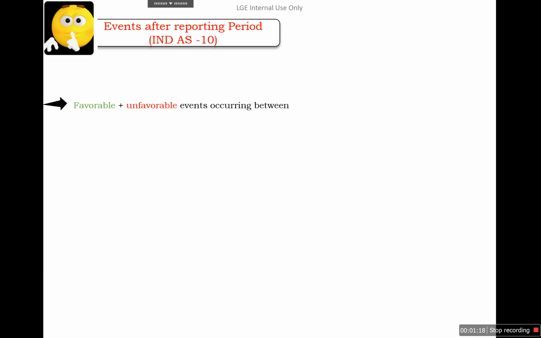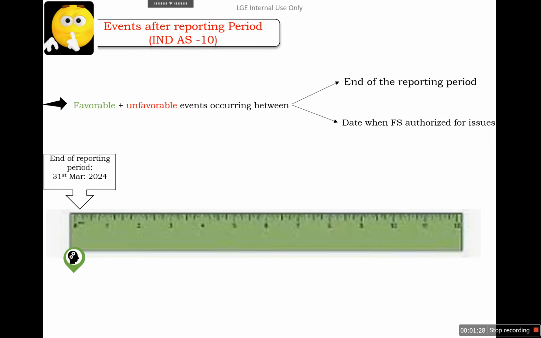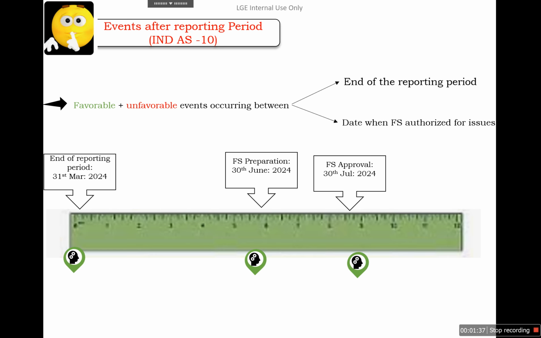Any favorable or unfavorable event that has occurred between the date of the reporting period and the date when the financial statements are authorized for issue is called an event after the reporting period. For example, the end of the reporting period is 31st March 2024, the financial statements are prepared on 30th June 2024, and they were approved on 30th July 2024.